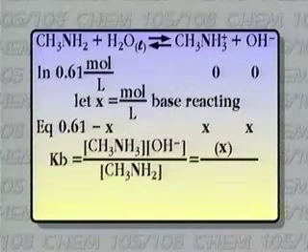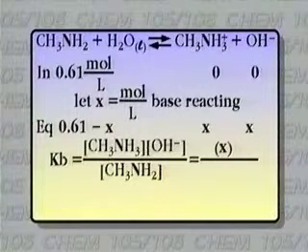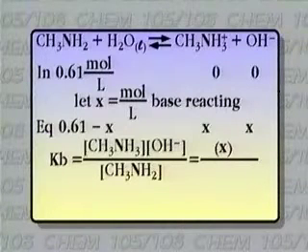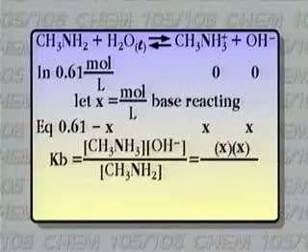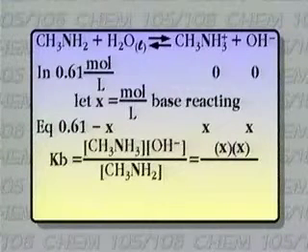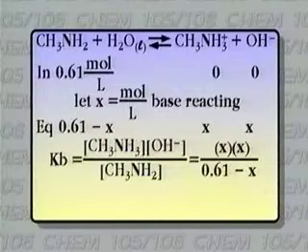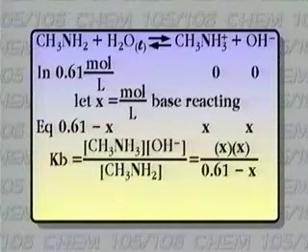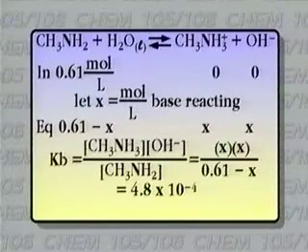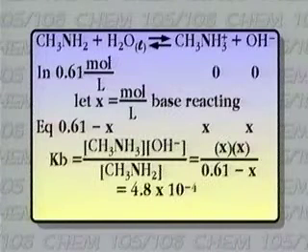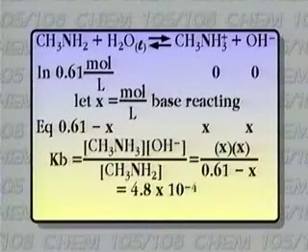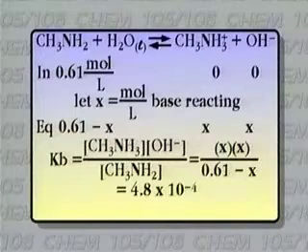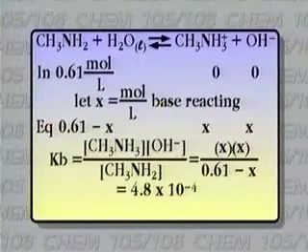So, plugging in, the concentration at equilibrium for the first ion is X. The concentration of the hydroxide ion at equilibrium is X. The concentration of the unreacted base, 0.61 minus X. And that's all equal to 4.8 times 10 to the negative 4. All right. Now, once again, notice that we have only one unknown in there, X. We have a numeric value to work from, so we can go ahead and solve it.